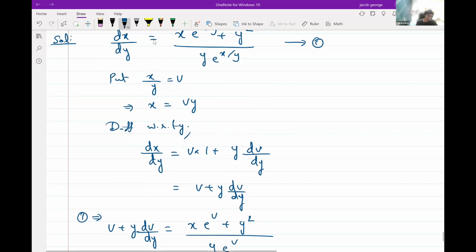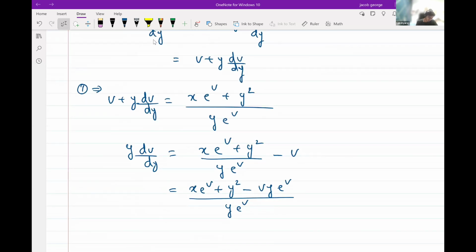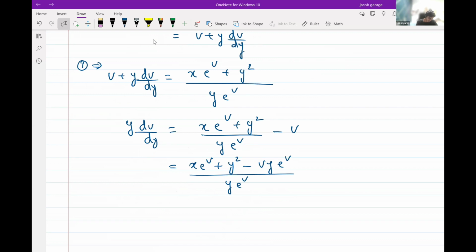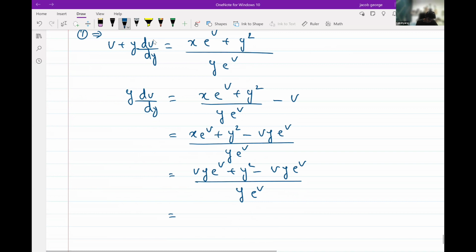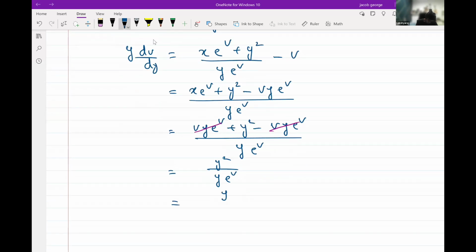x also we have to substitute. What is x? x is vy. In the step we can substitute so that vy can be cancelled out. So we get vy e raised to v plus y square minus vy e raised to v by y e raised to v. Instead of x also we substitute here. Now we can cut this vy e raised to v. Clear? So we get y square by y e raised to v, we can cancel y. So what do you get? y by e raised to v.